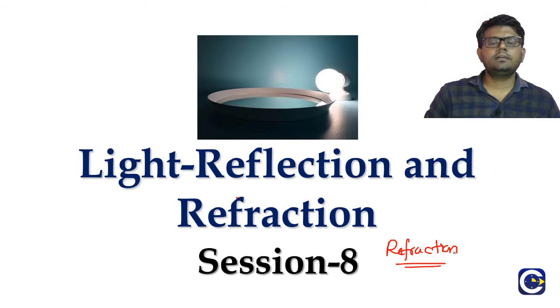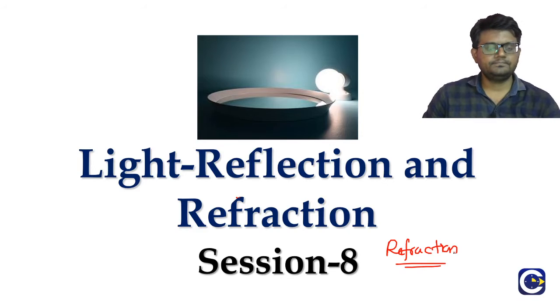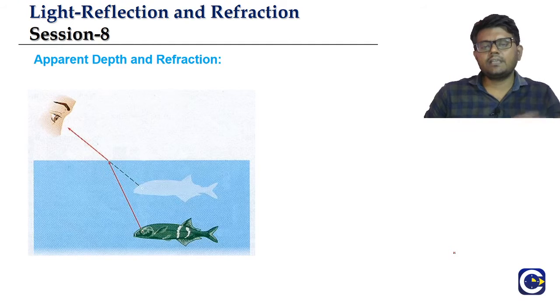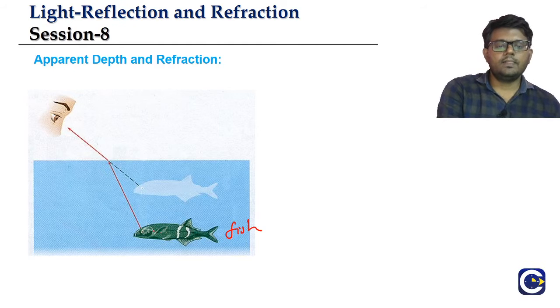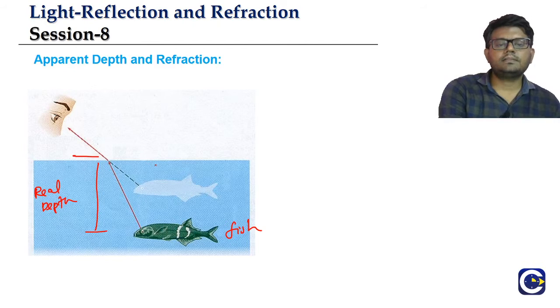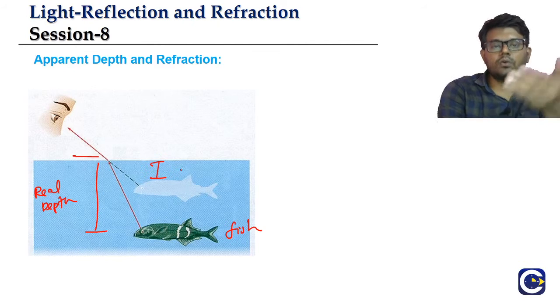In this session, we will look at the concept of refraction. So what is this refraction of light? Refraction of light is a common observation that we see around us. If you see any object inside water, like a fish inside the water, the fish is really at some particular depth, which is the real depth of the fish. But the fish will appear to be a little bit closer to us.